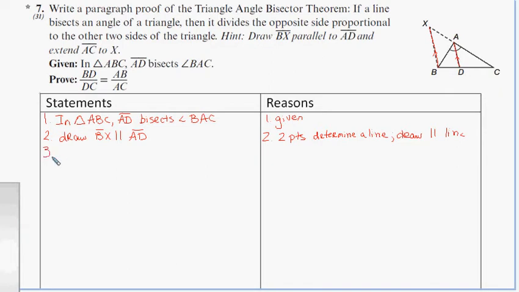Well, let's take a look now at what we're trying to prove. We want to prove that BD is proportional to DC as AB is proportional to AC. Well, you've used this plenty of times. So BD is proportional to DC as AB is proportional to AC. Okay? So how in the world are we going to go down this path of proving?